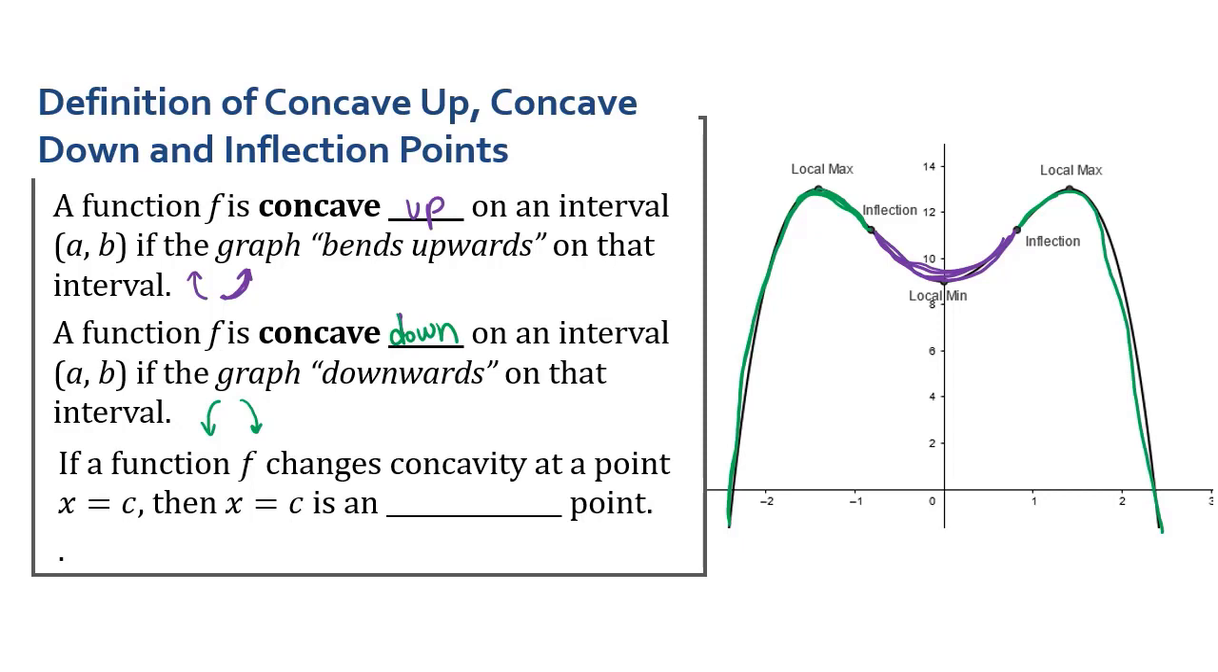Now we have a specific name for the point where it changes concavity, and those are called inflection points. So if a function f changes concavity at a point x equals c, then x equals c is an inflection point.